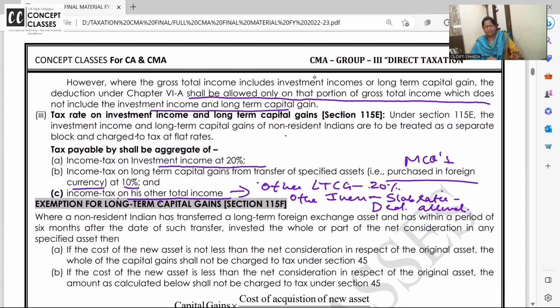Are you all clear? A person is an NRI. He is investing in a specified asset in India in convertible foreign exchange. Then he's getting long-term capital gain. It will be taxable at 10%. और क्या हो रहा है, इनकम क्या मिल रही है इनको, 20% इन्वेस्टमेंट का जो इनकम है. Other than this routine long-term capital gain, it is 20%, and other income at slab rates.